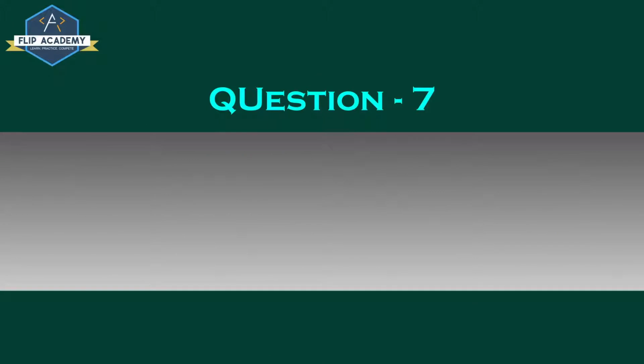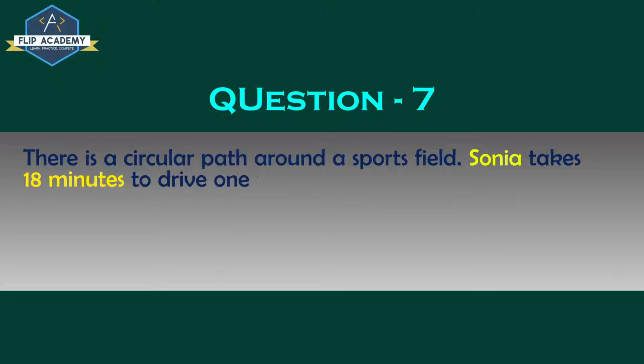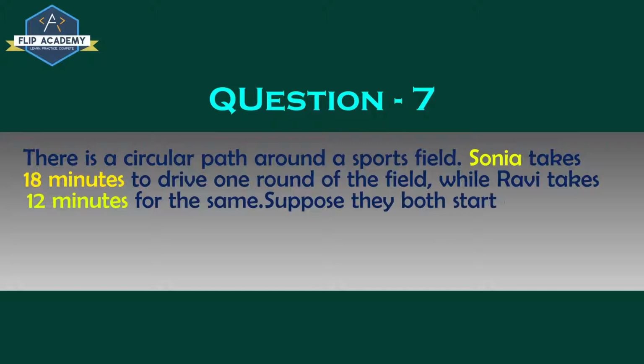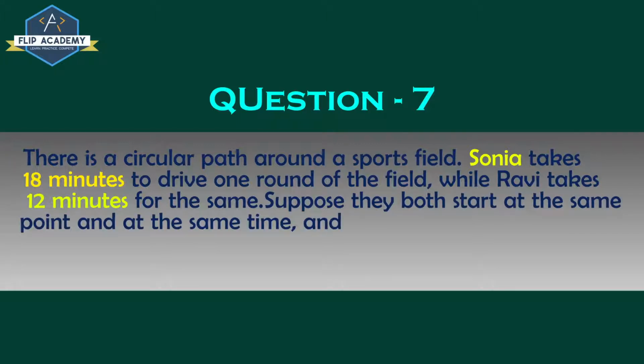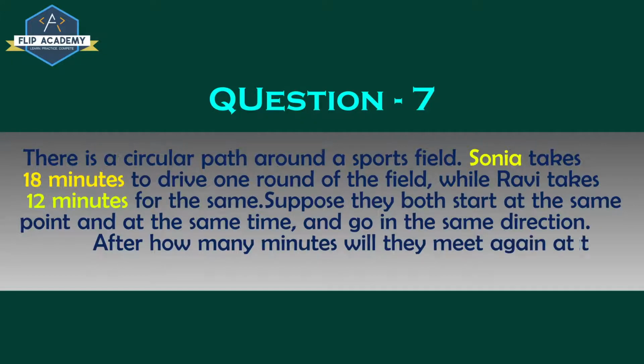Real numbers exercise 1.2 question number 7. There is a circular path around a sports field. Sonia takes 18 minutes to drive one round of the field, while Ravi takes 12 minutes for the same. Suppose they both start at the same point and at the same time and go in the same direction. After how many minutes will they meet again at the starting point? So students, after what time interval will Sonia and Ravi meet each other if they are moving in the same direction at the same time from the same position? So find out the LCM of the time taken by these two persons, and these are 18 and 12.